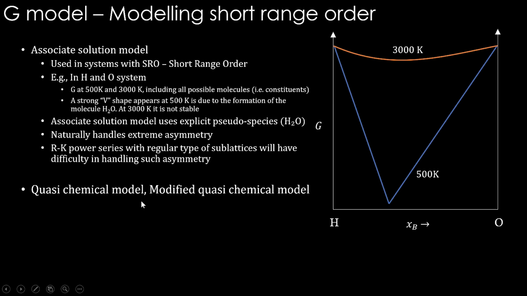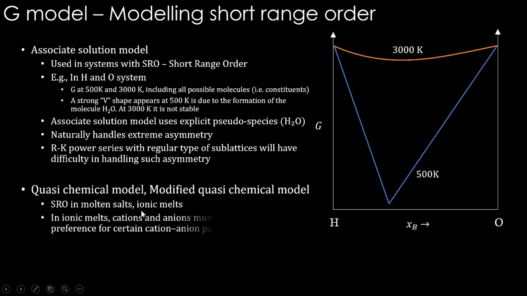Then there is the quasi-chemical model or modified quasi-chemical model. It is used for short range order in molten salts, ionic melts and all. In ionic melts, cations and anions must balance, and strong preference for certain cation-anion pairs can happen. This kind of system can be modeled using the quasi-chemical model. There is a separate way to incorporate that in Thermo-Calc, and that's what is used for modeling short range order.